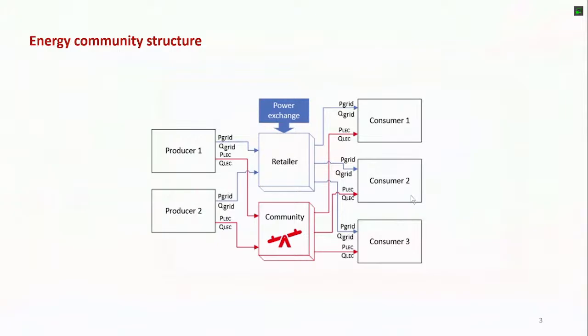In general, the community is limited only to the users that are connected to the same feeder, or fed by the same high voltage, medium voltage transformer. This is for the regulation of Italy, but this is the general concept, because this is a local market and you cannot have the consumers and producers in different parts of the network.